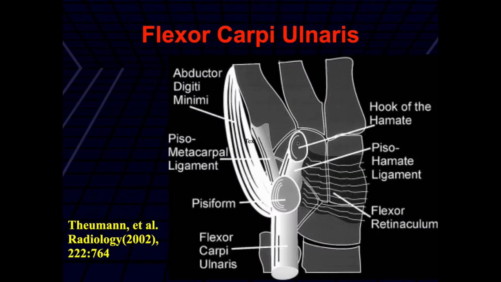So this is just another diagram of the adductor digiti minimi. You've got a number of capsular attachments here, including the pisiform metacarpal ligament. You've got the pisiform hamate ligament, the flexor carpi ulnaris tendon in this location, and then the flexor retinaculum in through here.